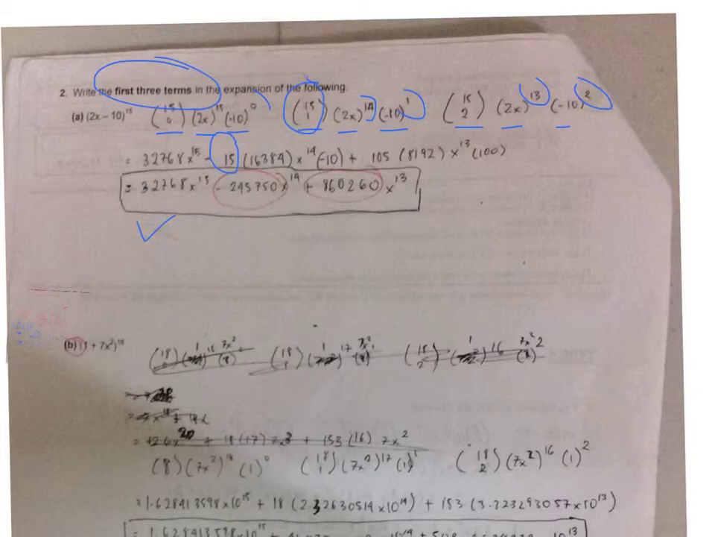Then 2x to the 14, so that means 2 will be raised to 14. And then you have x to the 14. Okay? Negative 10, negative 10 to the 1. That's correct. Then be careful when you raise 2. I think the mistake was on raising 2 to the 14.